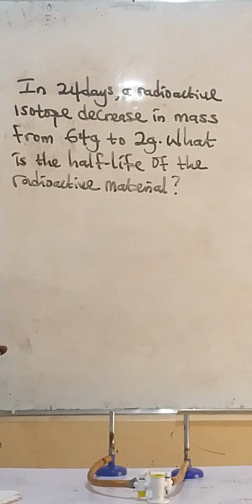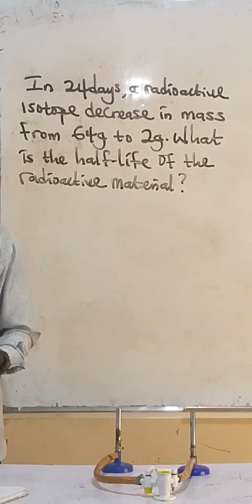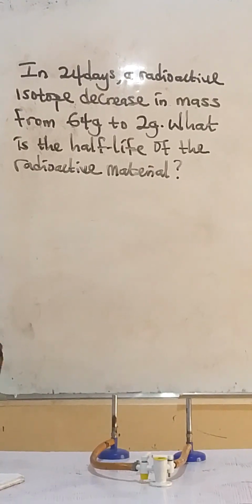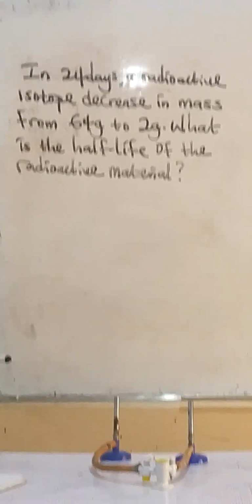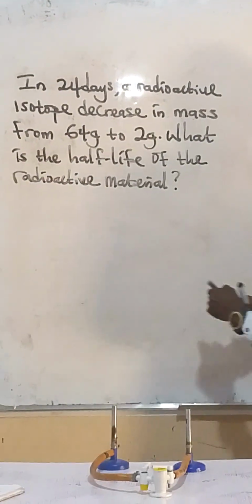In 24 days, a radioactive isotope decreases in mass from 64 grams to 2 grams. What is the half-life of the radioactive material? Now, look at this question here.